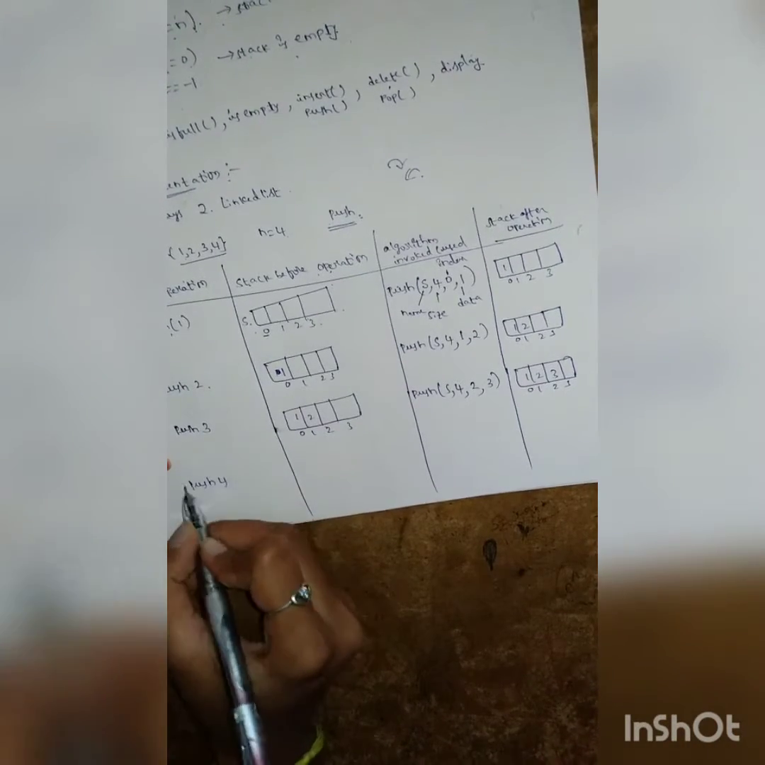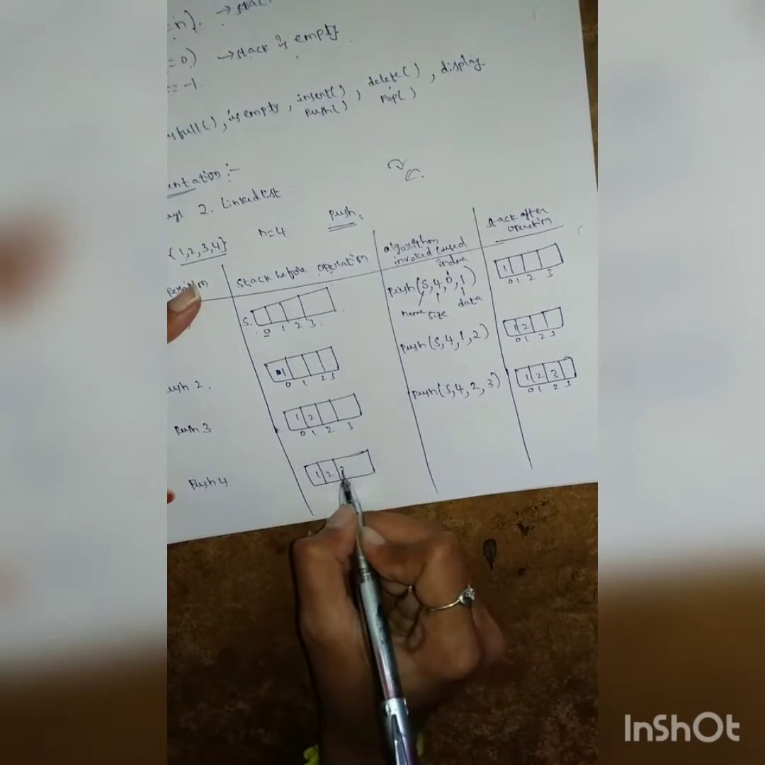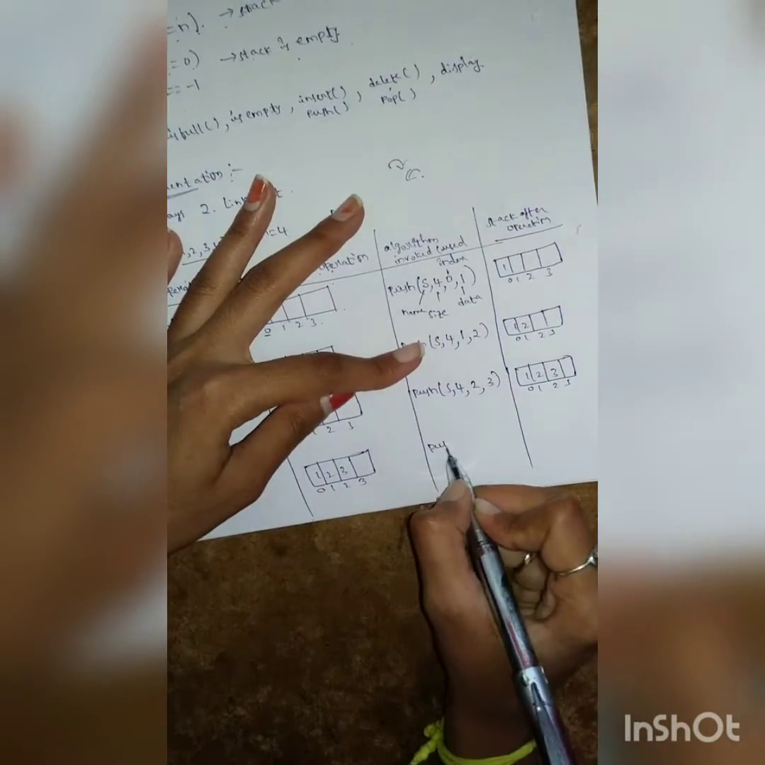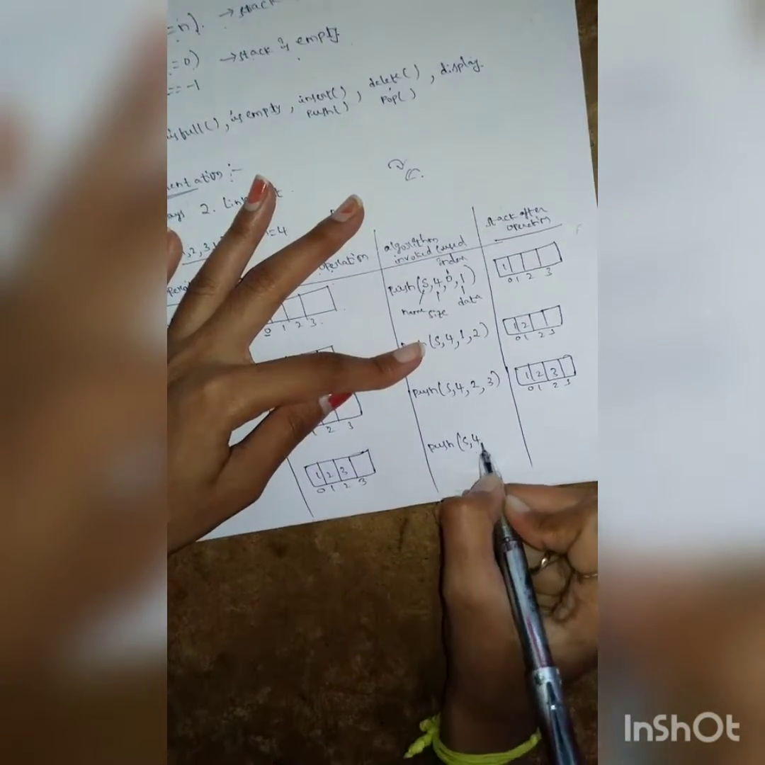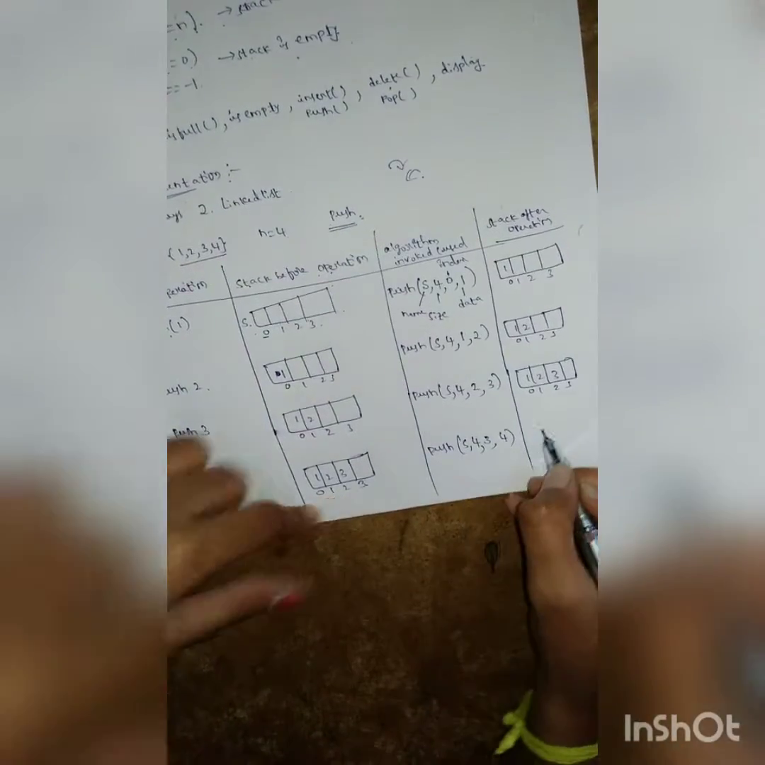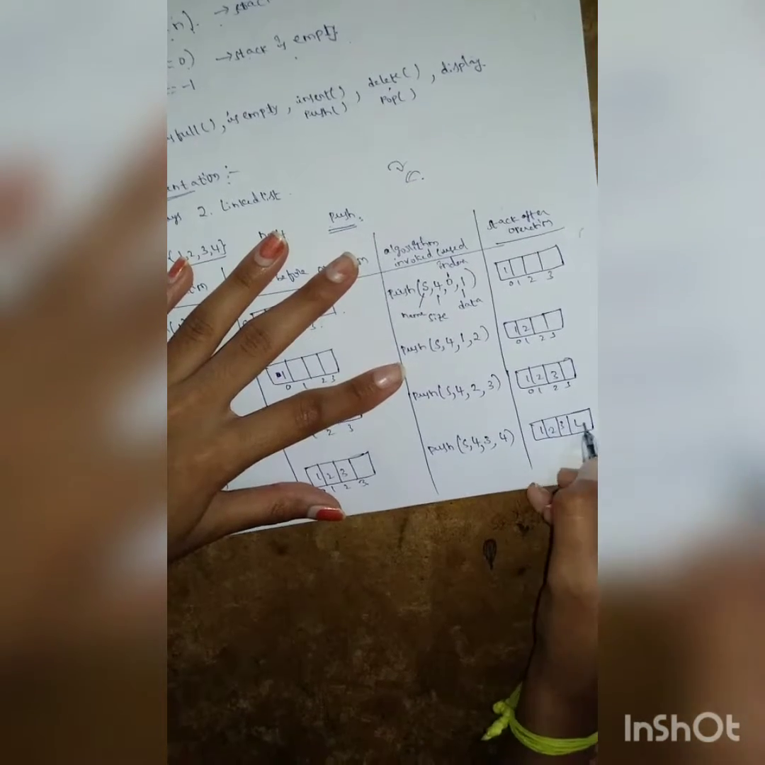Now push 4, element 4. The stack looks like this before. Now S4 at the third index, element is 4. Now the stack looks like this.